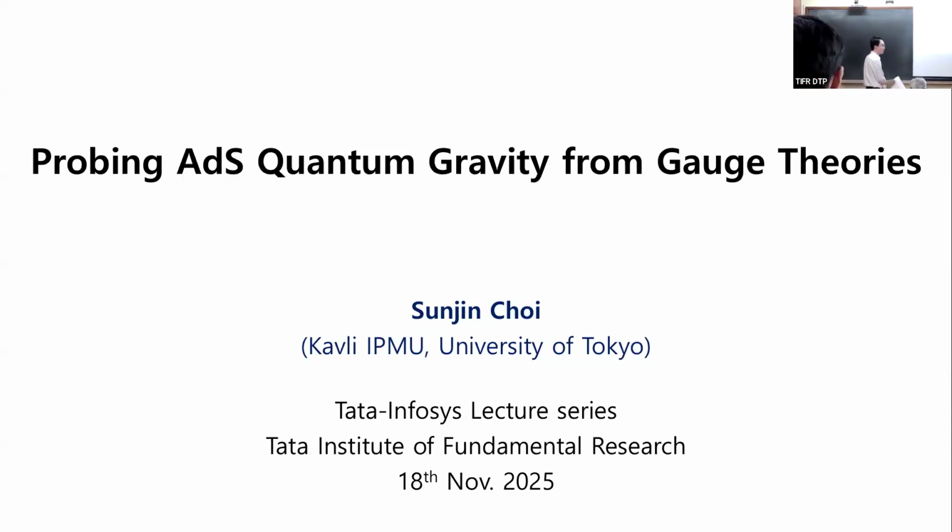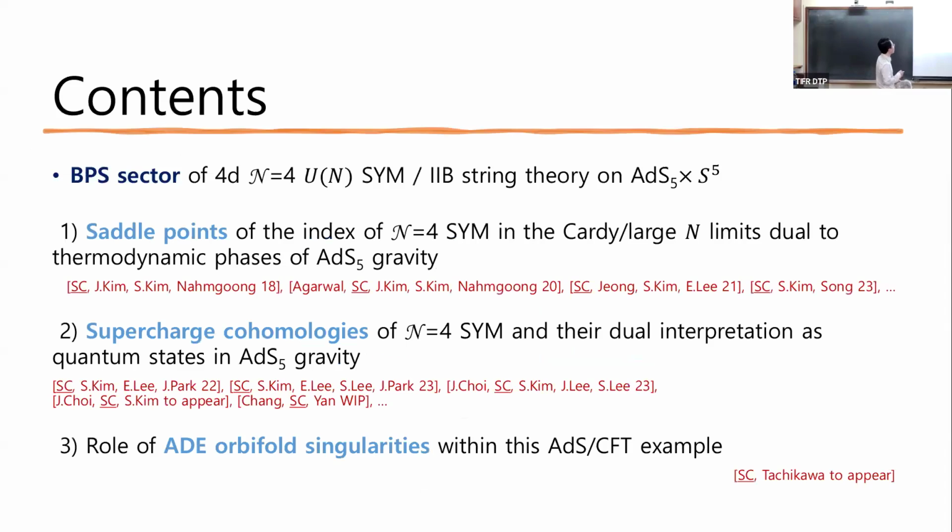Okay, I would like to first thank you for giving me a chance to speak at this wonderful place. So in these three lecture series, I would like to introduce some holographic approaches to studying quantum gravity from boundary gauge theories. I will focus in particular on the BPS sector of N=4 super Yang-Mills with gauge group U(N), which is dual to string theory in AdS5 x S5.